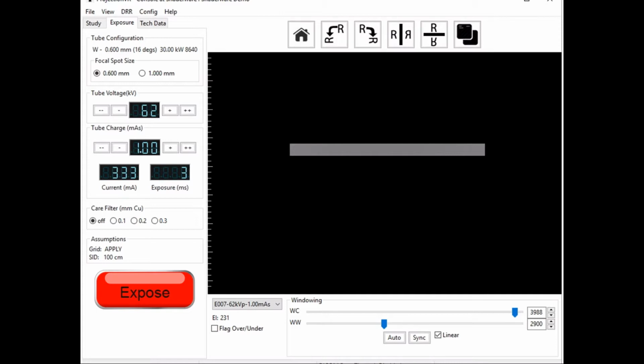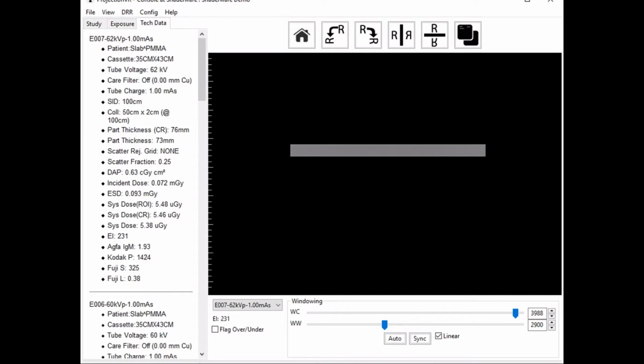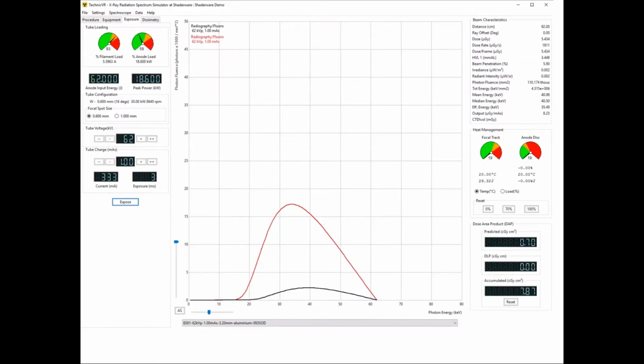Well, I've used 62 kV and 1 mAs to get through that lump of acrylic. That gives me an incident dose of 0.072 milligray, an entrance surface dose of 0.93 milligray. So I can measure the amount of energy going into that block per unit area, which is equivalent to the number of photons going into that block. This is the x-ray beam, 62 and 1. So that's the x-ray beam that I used.